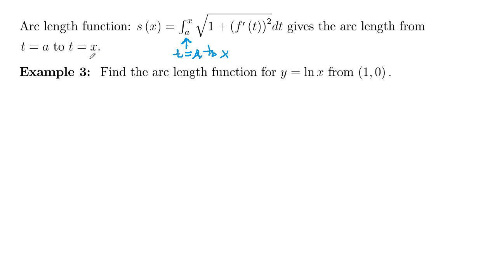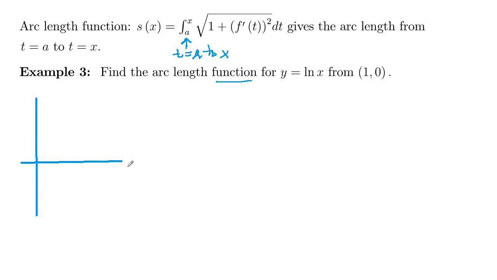So let's look at an example here, and we'll get a feel for this. Notice this is just the arc length function rewritten with a dummy variable of integration and a variable upper limit. So we want to find the arc length function, s of x, for y equals natural log, starting from the point (1, 0). So let's get our graph going here. We can see a picture of what's going on.